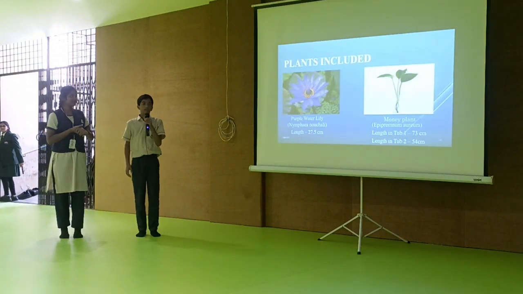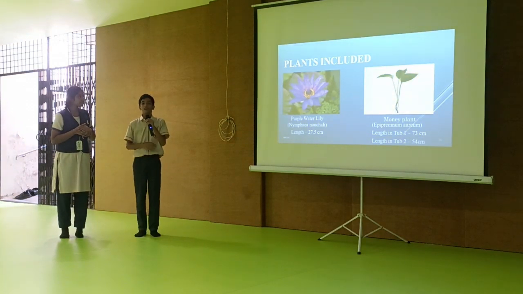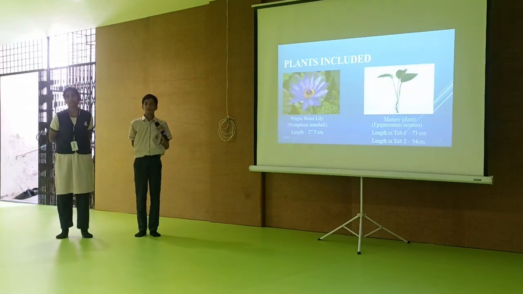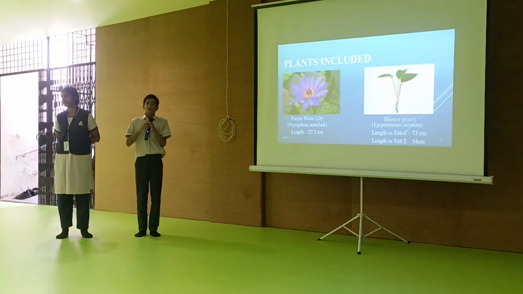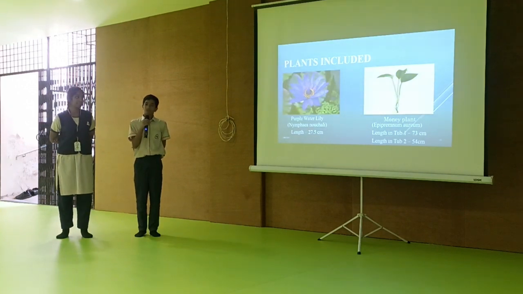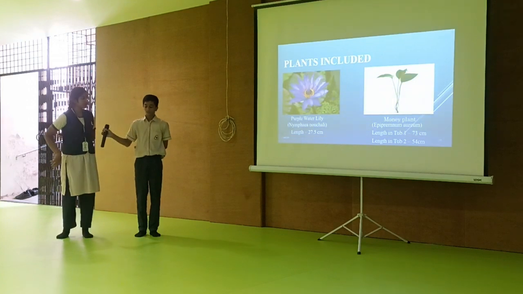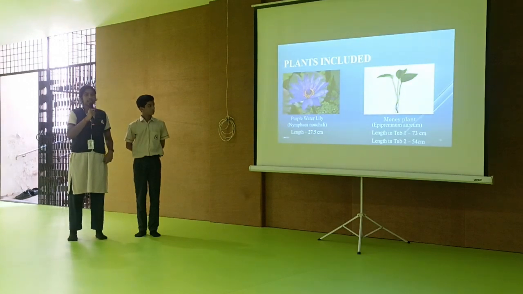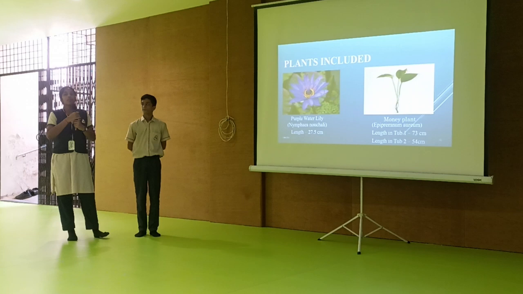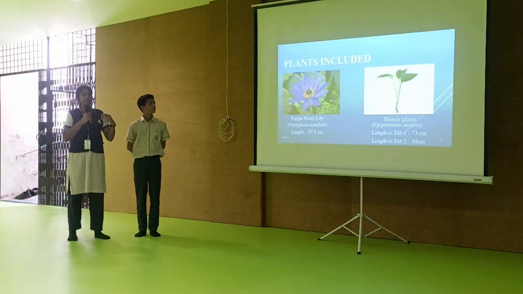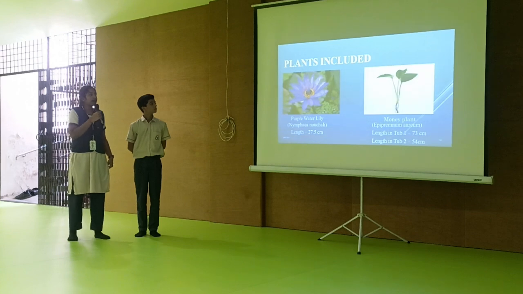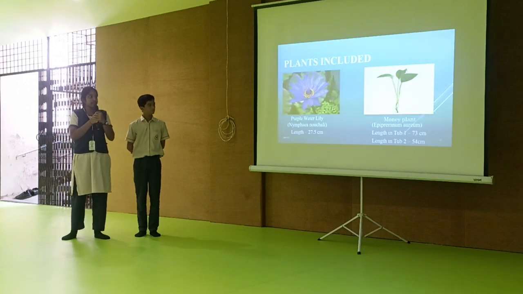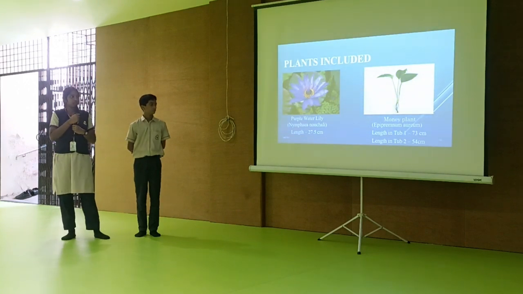After adding the AMC, we noticed that the water lily started rotting, and we also noticed that the money plant was also rotting. The purple water lily was 27.5 centimeters in length when it got the first stem. We have the money plant in 2 tubs. In the first tub it was 73 centimeters, and in the second tub it was 54 centimeters.